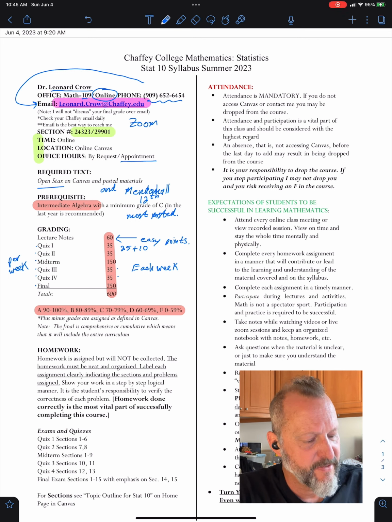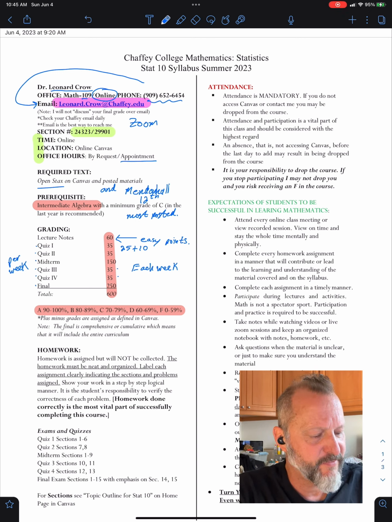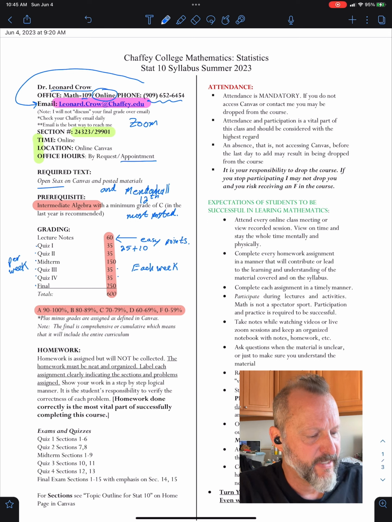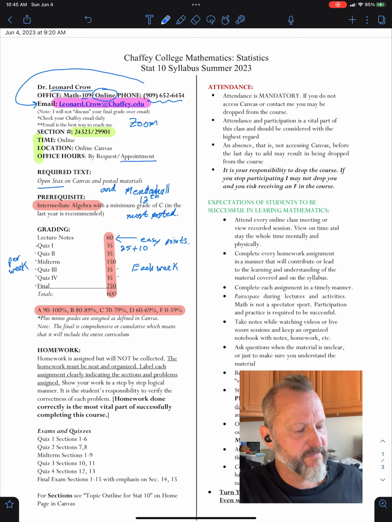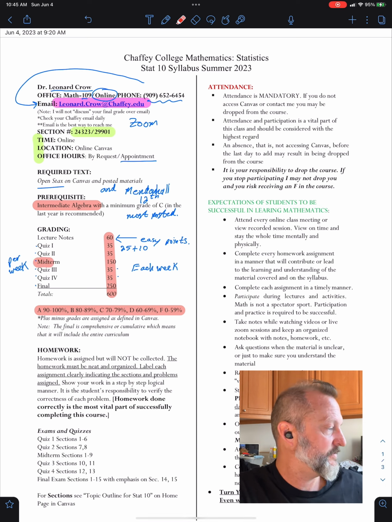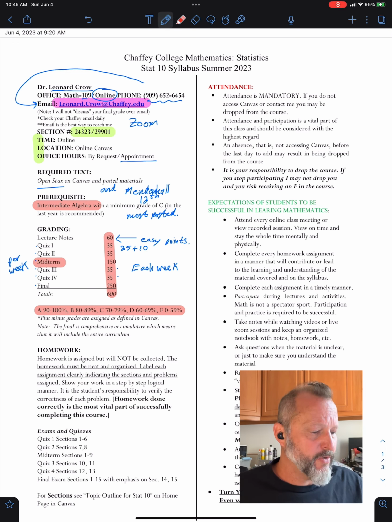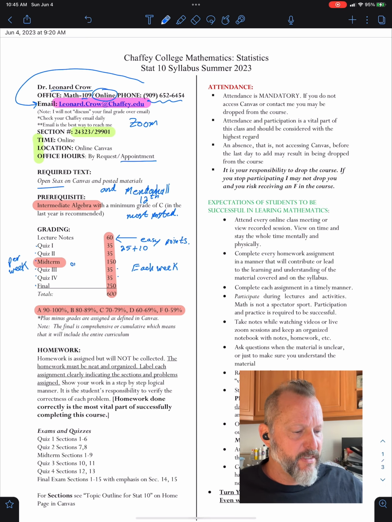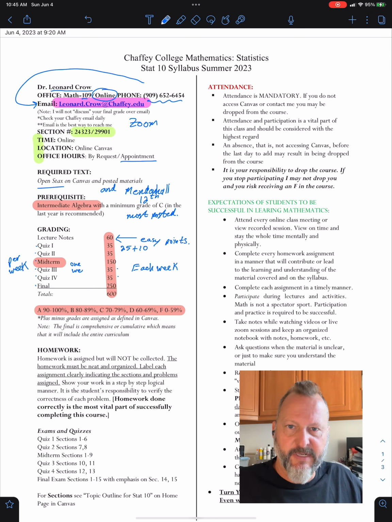The midterm will be a full written exam, and something happened to my pen. The written will be a written exam, and you'll have a week to do it. So, let's see what happened to my pen.